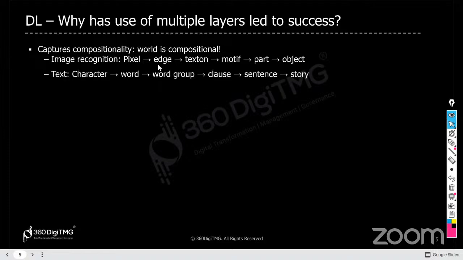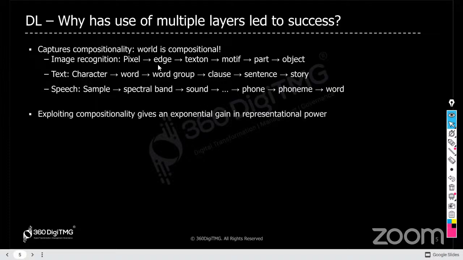When it comes to text, what is the character, what is the word, what is the word group, what is the clause, what is the sentence, and what is the story. And in speech, what is the sample, what is the spectral band, sound, phone. All these things are the different levels that we are going to understand, which is nothing but compositionality. Exploiting compositionality gives an exponential gain in representational power. So what is that? We will see.